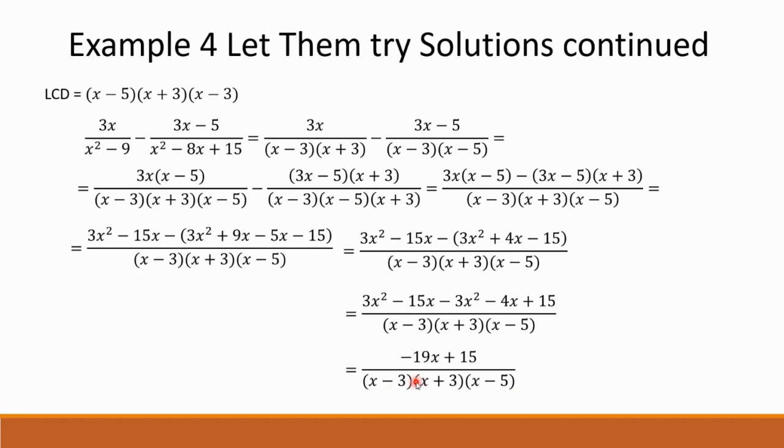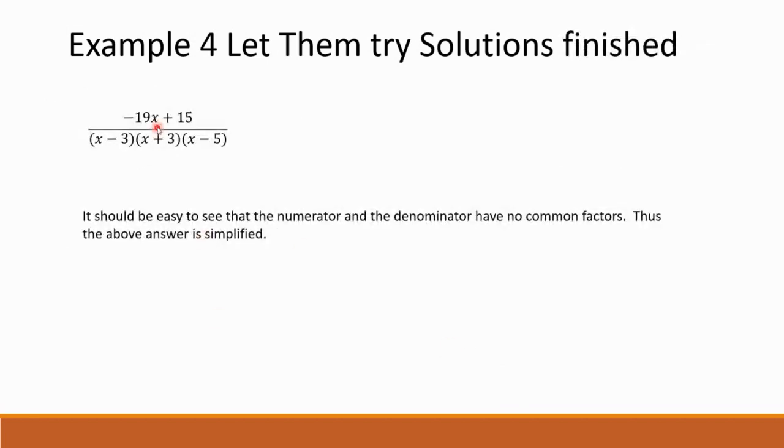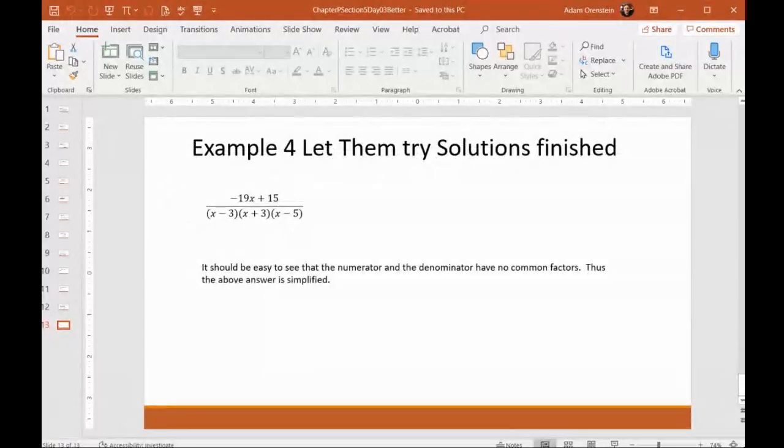Now, is this simplified? Well, the denominator is clearly factored, and the numerator is also. But you can see that the numerator and denominator don't have any common factors, and thus this is simplified. Okay, that's it for this section. Are there any questions about this?